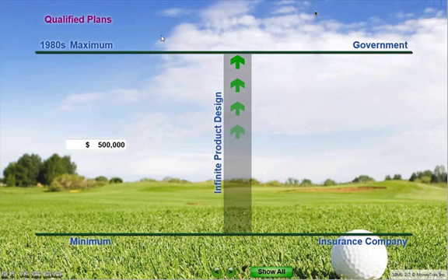Not a lot of accounts have maximums like life insurance does. And the reason for that is because there's a lot of tax advantages when done properly, and the government has limited the ability to take advantage of a lot of those tax advantages.